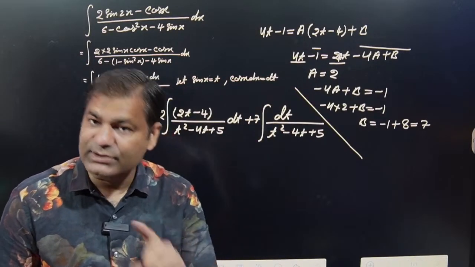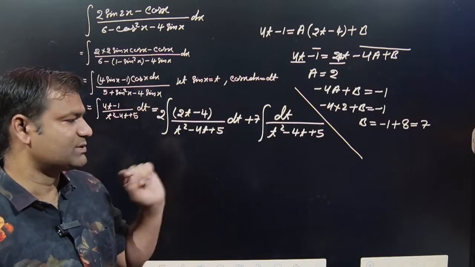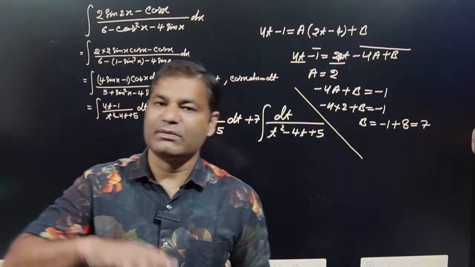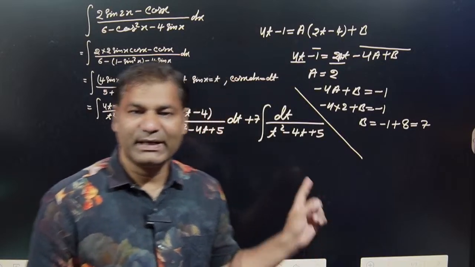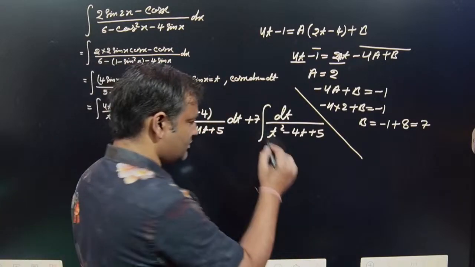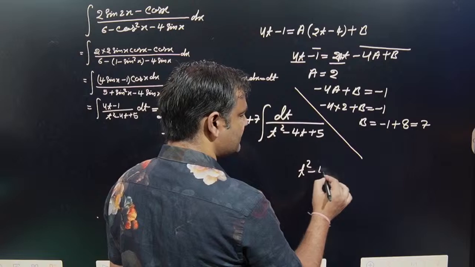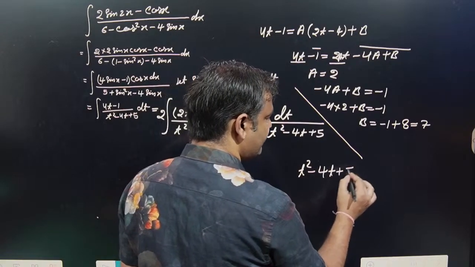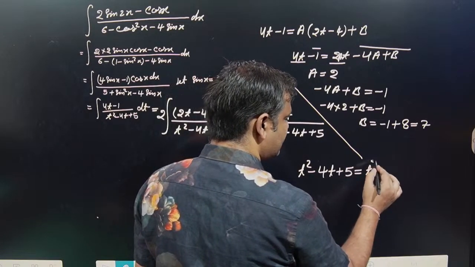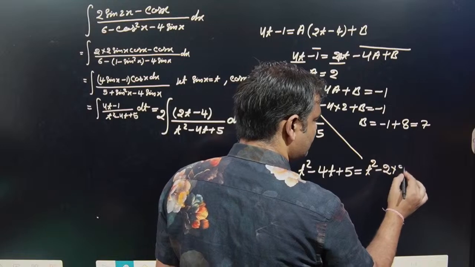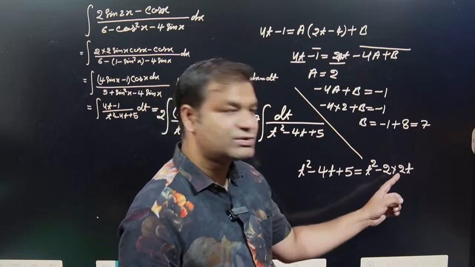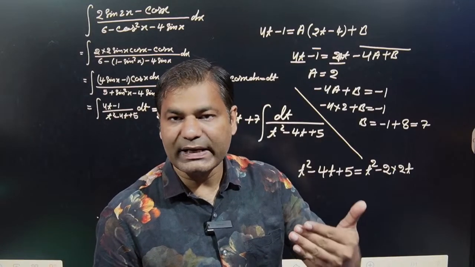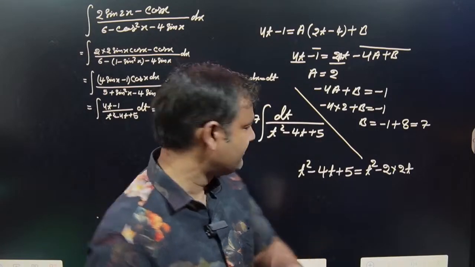This one, make a perfect square. Always make a perfect square. Perfect square means (a plus b) whole square or (a minus b) whole square. Look here, t square minus 4t plus 5. So basically this one is written t square minus 2 into 2 into t. So a is t, then b is how much, 2. So that's why we add 2 square and subtract 2 square.